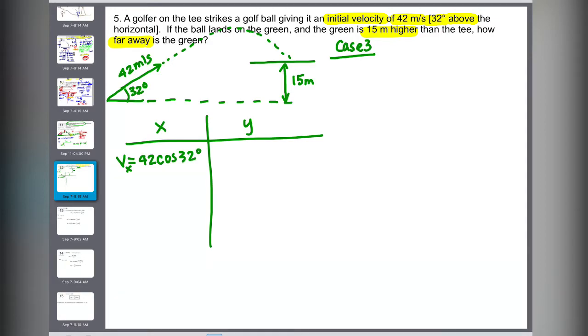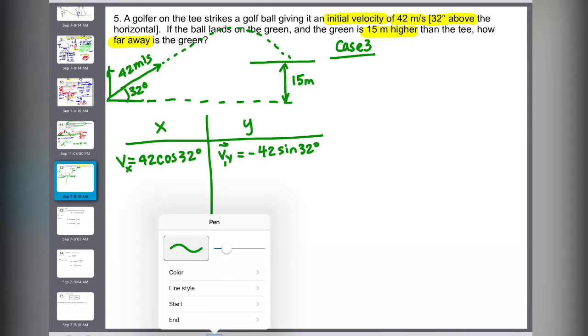Some of you might feel more comfortable punching in the answer, which is fine. I'm just going to leave it as is right now. This is v1 along y. Initially, what is the velocity that's going upwards? It is going upwards at 42 sine, I keep saying cosine, 42 sine of 32 degrees. This is going up, so I'm going to put a negative in front of it.